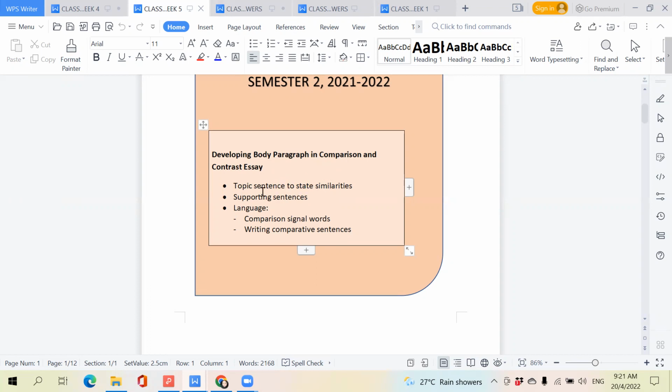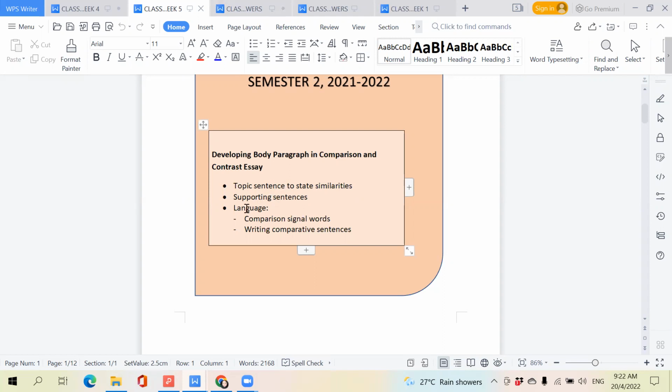All right. So remember, because we're using block organization, your first paragraph is going to talk about similarities only. Do not go and include differences in the same paragraph. No. Your differences will be in the second paragraph, not this one. Sorry, the second body paragraph, not this one.